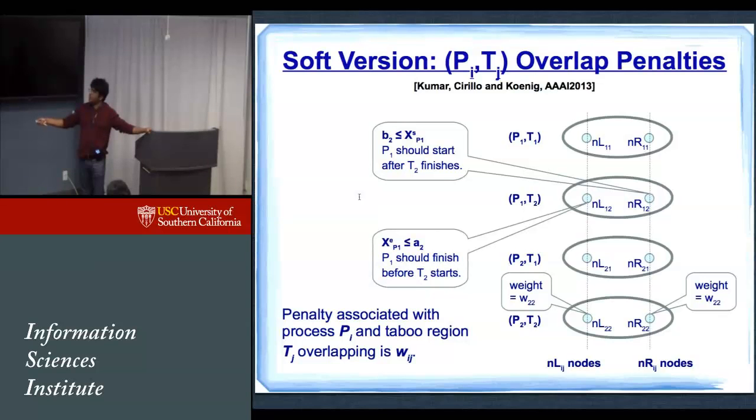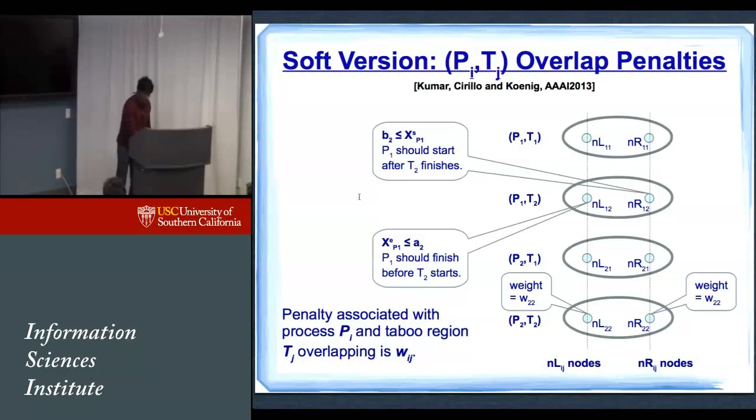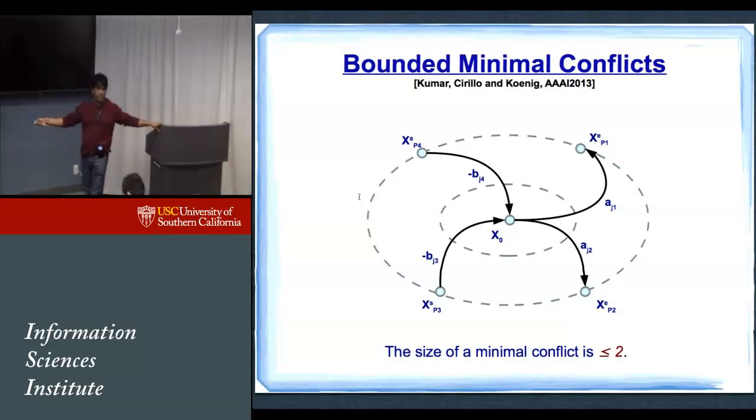Once again, if you look at what happens in the distance graph, whenever I try to resolve an overlap between a process and a taboo region by enforcing one of these constraints, what happens in the distance graph? Well, if I go along with this constraint, that means the addition of an edge from x0 to that variable annotated with aj, and the other possibility is the addition of a reverse edge from that variable to x0 annotated with minus bj. Once again, we use the same pigeonhole argument.